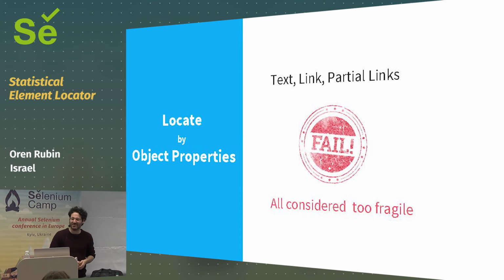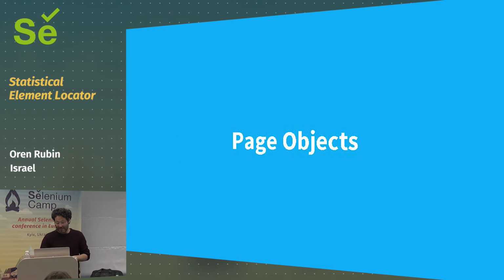So we have text. Well, you change the text. You can do A/B testing and say, oh no, that text works better, so use them. And partial links, it all breaks. So they consider all breaks.